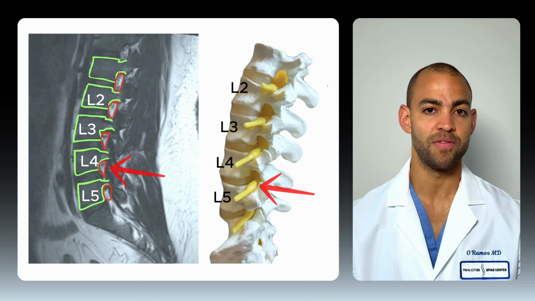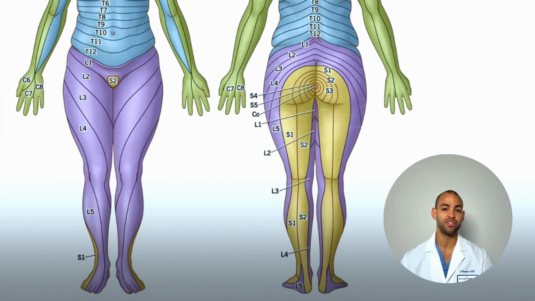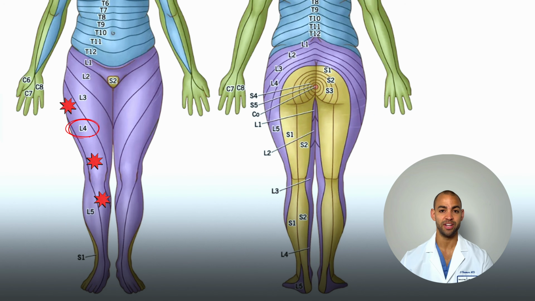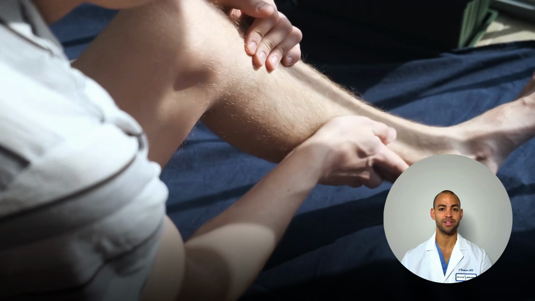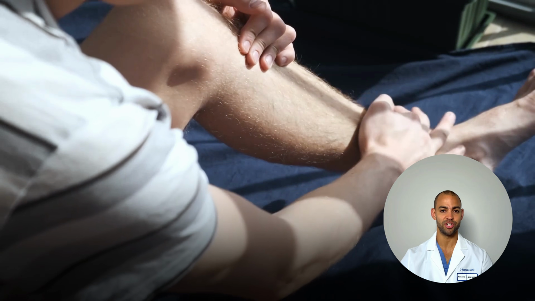L4 exits between L4 and L5. Its sensory territory runs down the medial inner shin and into the medial foot and big toe side of the ankle. An L4 compression typically produces pain, numbness, or tingling along the inner leg past the knee down the shin.